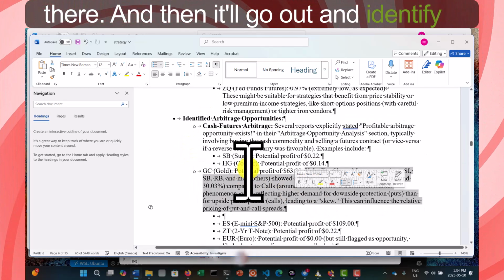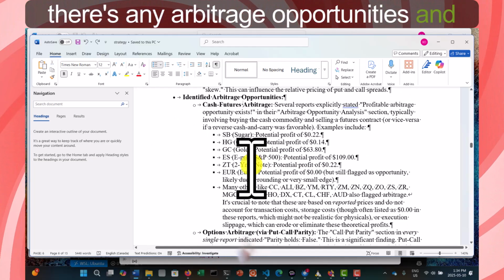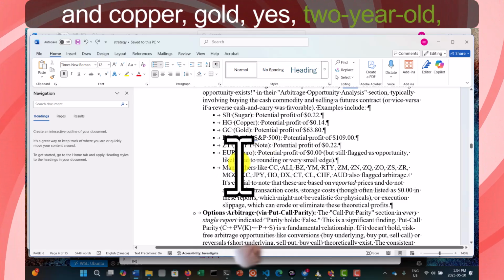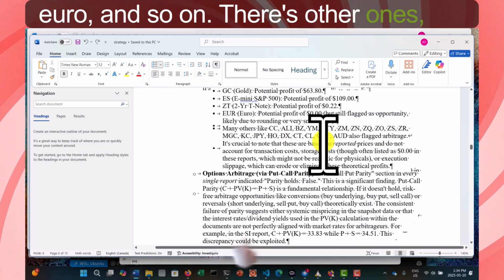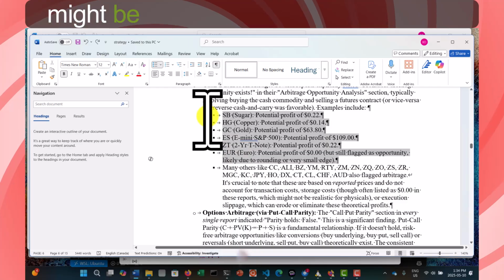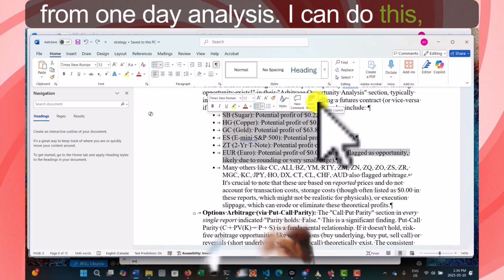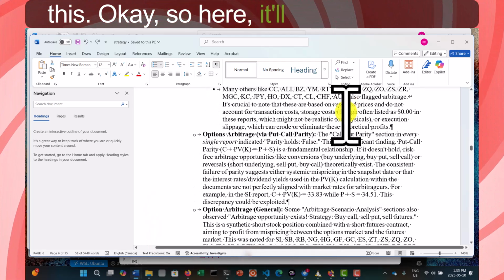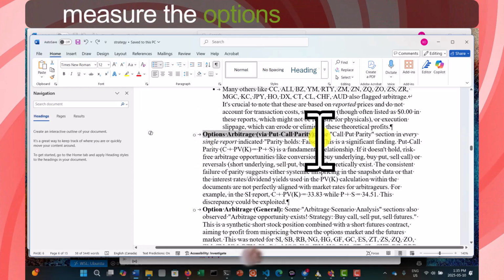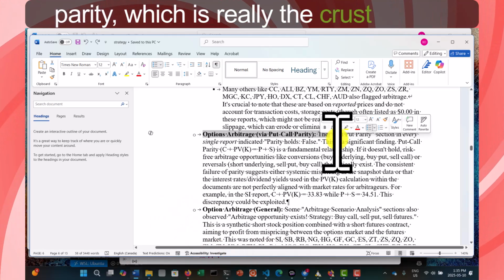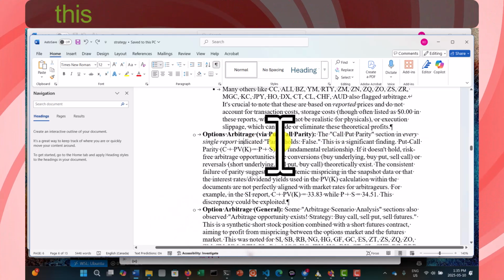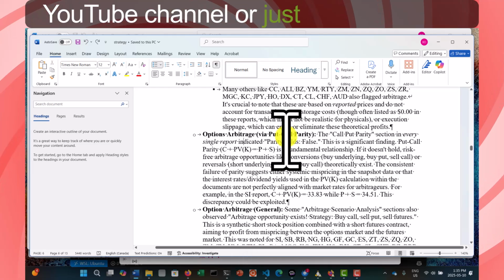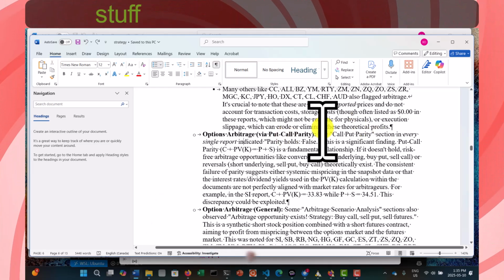And then I'll go out and identify if there are any arbitrage opportunities and what to arbitrage against what. Sugar, copper, gold, ES, 2-year note, euro, and so on. There are other ones, but out of that lot, these might be the best ones. And this is just from one day's analysis. I could do this the next trading day and every day. Okay. So here it will also go out and measure the options via the put call parity, which is really the crux of how options trading is built out. And this is all institutional level. This is not like what you get on some random YouTube channel or just general Yahoo stuff out there online.